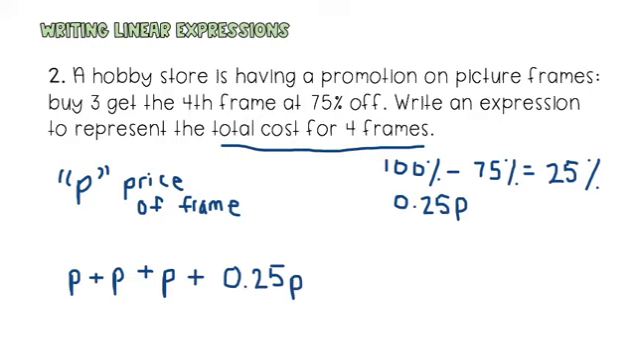All of these terms have the same variable, so they can all be combined. When you see P by itself, you can think of the coefficient 1 in front of it. So 1 plus 1 plus 1 plus 0.25, that's going to equal 3.25, and we want to include our variable P.